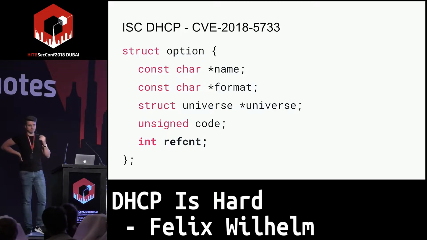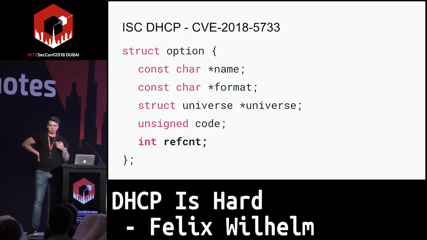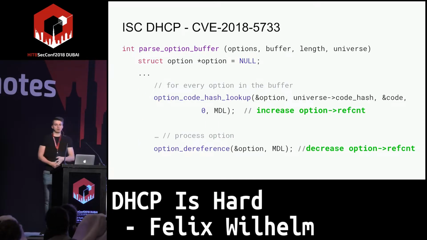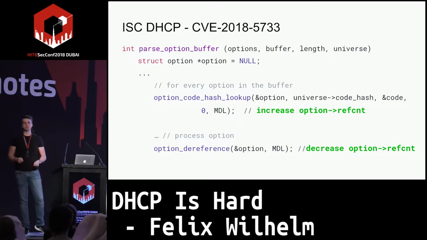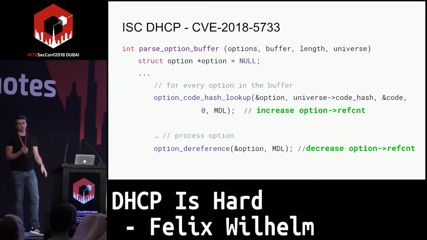But reference counting is permanently done during parsing and processing of DHCP packets. The interesting thing about the ref count is that it's a signed 32-bit integer. So you can put quite some references in it, but not infinitely many. If you look at how it's used, you have this parse option buffer function. It gets executed whenever ISC DHCP sees a DHCP packet coming in, and it's basically this big for loop.